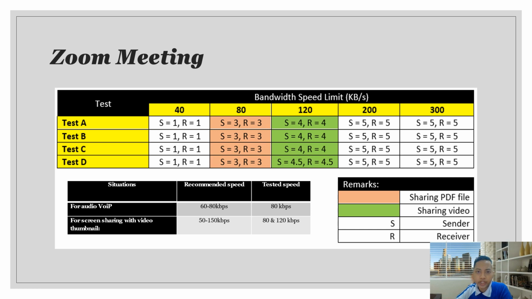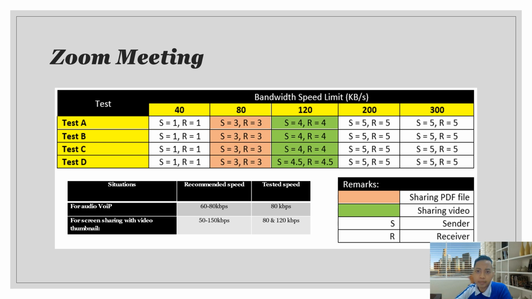From the test, we can conclude that in every situation, if the sender is only sharing content of PDF file, a minimum speed of 80 KB per second is needed to ensure a good two-way communication. At this bandwidth rate, the quality is rated at 3 out of 5 in all situations, while 120 KB per second is required for the sender to share video contents in good quality at 4 to 4.5 out of 5.